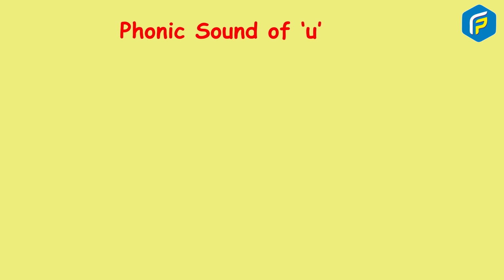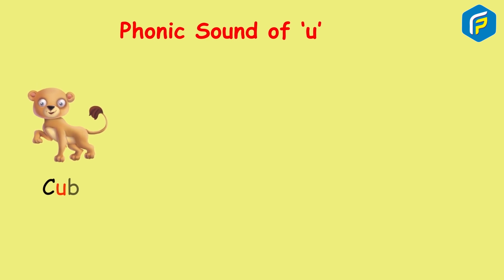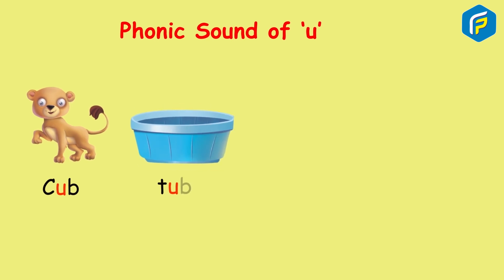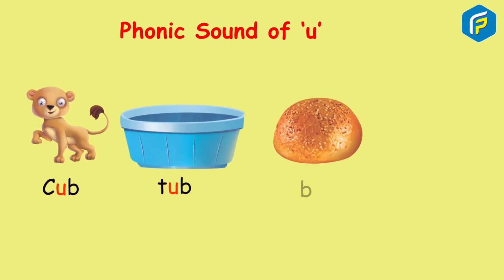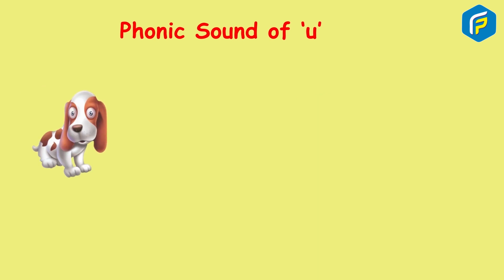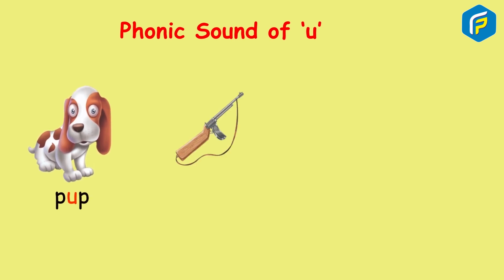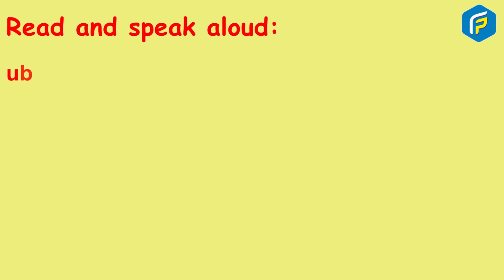Phonic sound U. Cub, C-U-B. Tub, T-U-B. Bun, B-U-N. Hut, H-U-T. Pup, P-U-P. Gun, G-U-N.